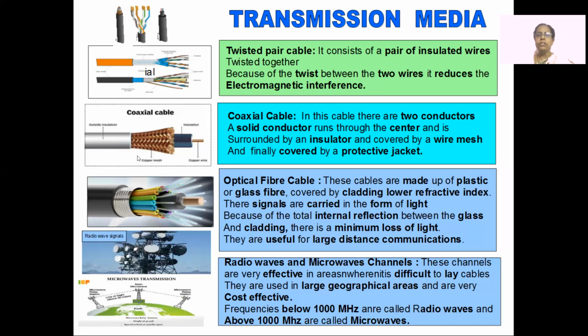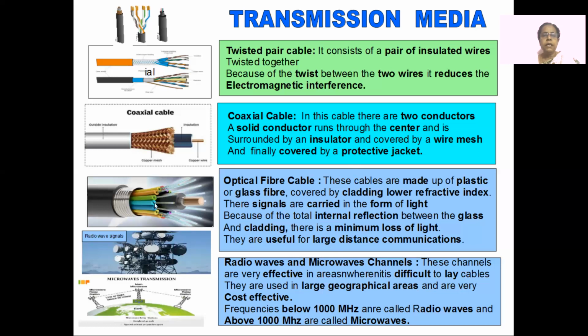In this optical fiber cable, as I told you already, it's glass or plastic tubes. And here it's covered with a lower refractive index layer so that the light does not expand like that. So the signals are carried in the form of light. Because of this internal reflection between the glass and the cladding, there is a minimum loss of light.